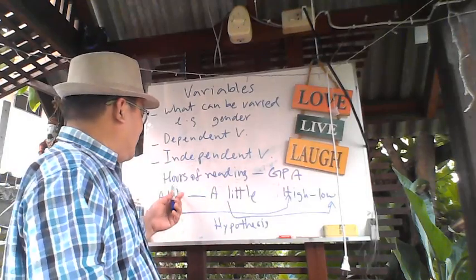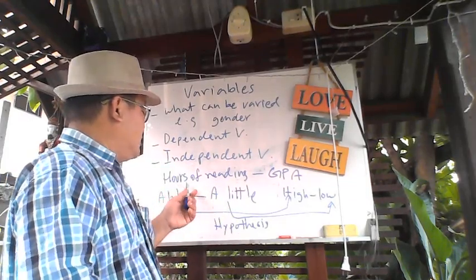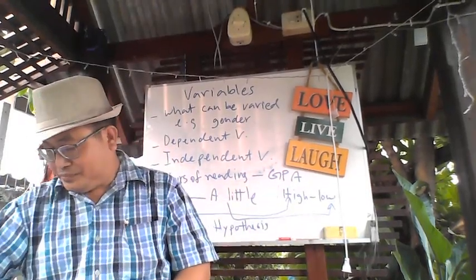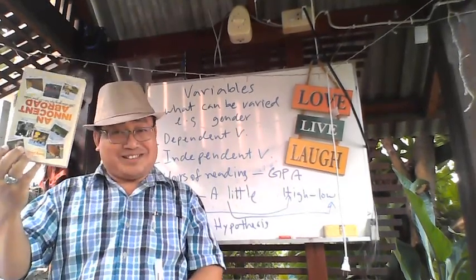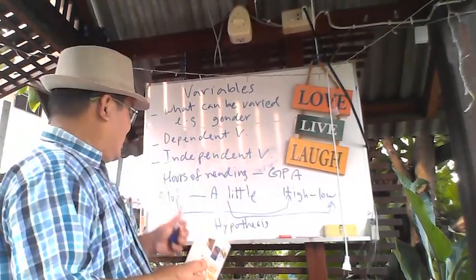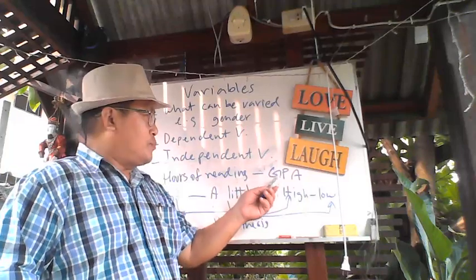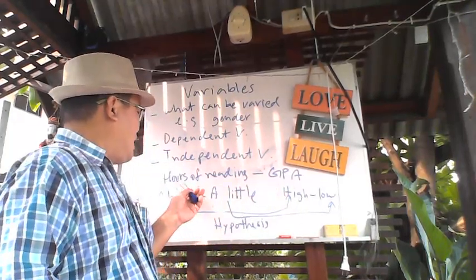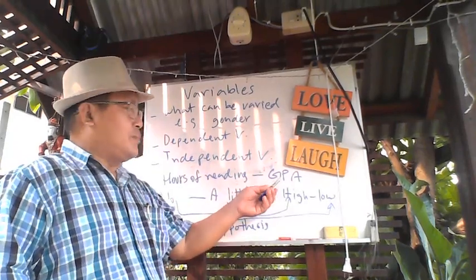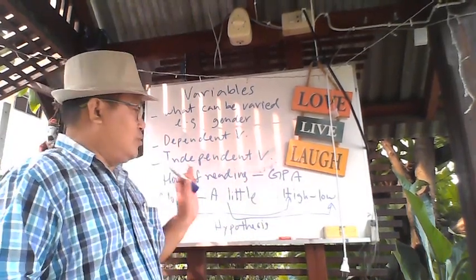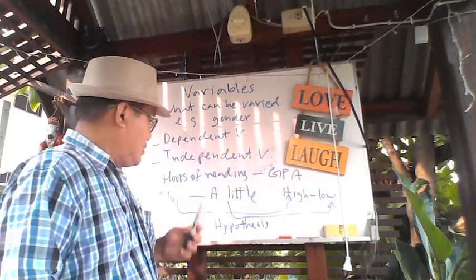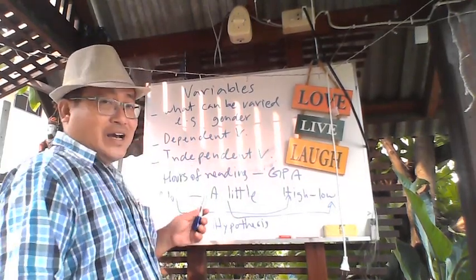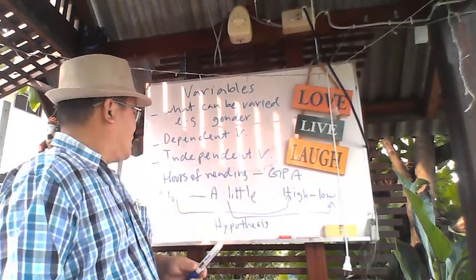The relationship between the number of hours of reading, reading books, which is a good way to learn, and your grade point average or your grades. So there's a relationship between the hours of reading and grade point average. So we look into these two variables. So we can say that there are actually two main variables.